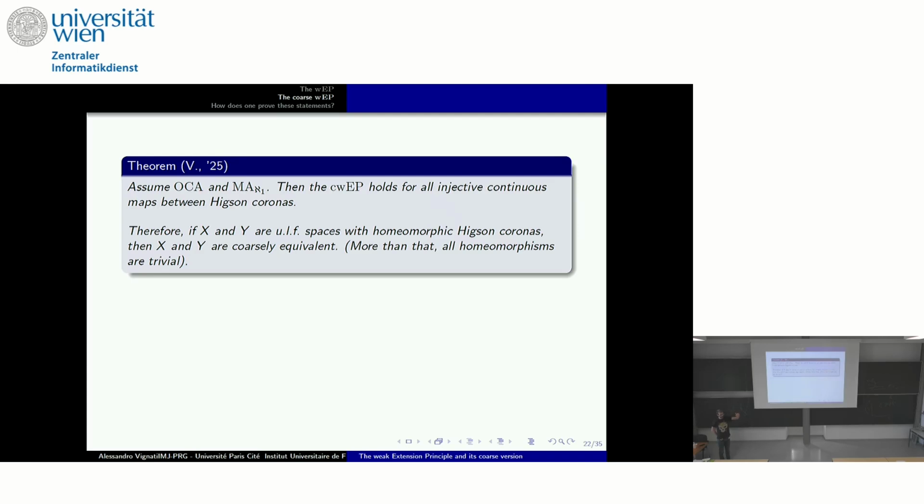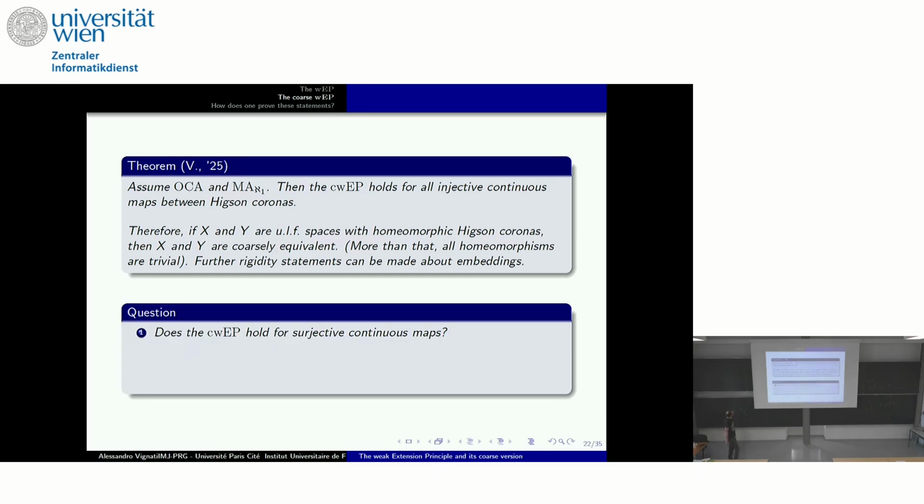The problem is to pull out coarse geometric information. I do squeeze my non-injective maps with whatever OCA and MA I need, and this squeeze is okay, I get the best I can get. The problem is to get out coarse geometric information unless I have injectivity. I have to say I tried very hard, and I don't know how to do it.